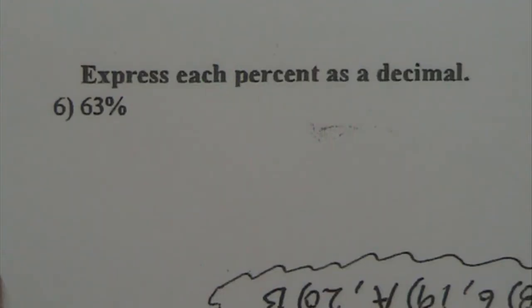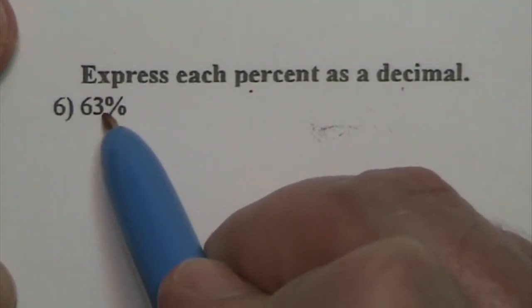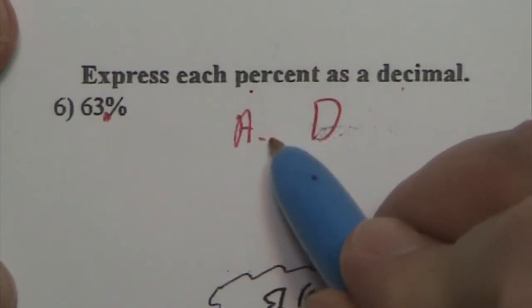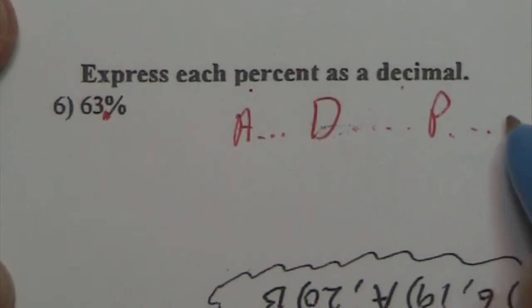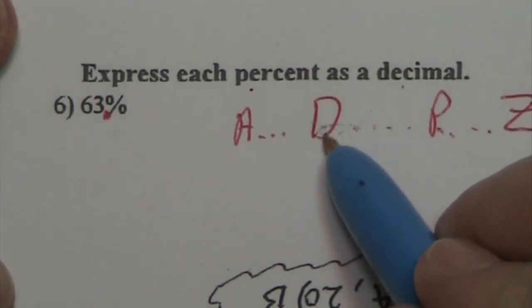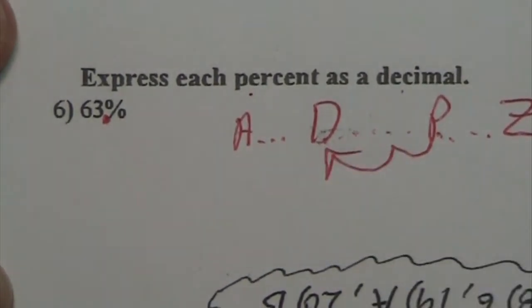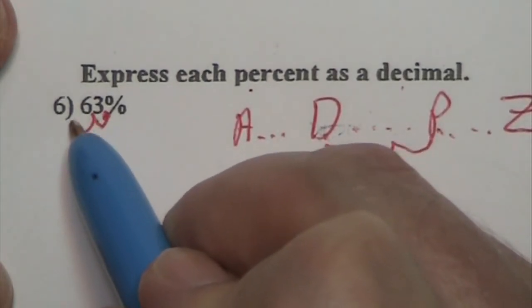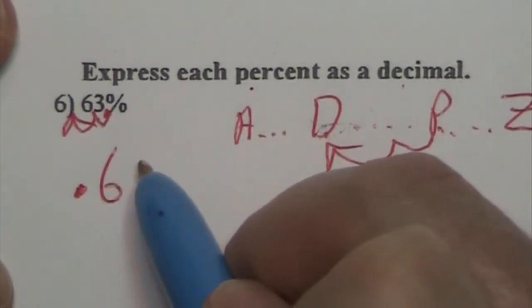Number 6, write the percent as a decimal. Well, all you have to do is just move the decimal over. If you remember, we have, for example, in the alphabet, A, B, C, D, P to Z. So if you want to go from a percent to a decimal, that's what we want to do, then you're going to have to go this way 2 spaces. Okay, well here's your decimal there, so I'm going to go this way 2 spaces. So the answer is 0.63.